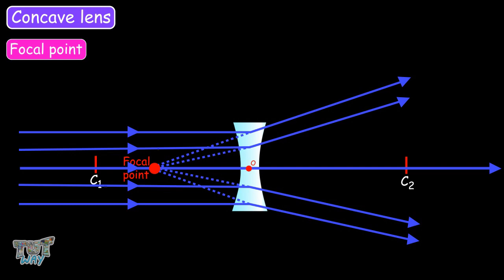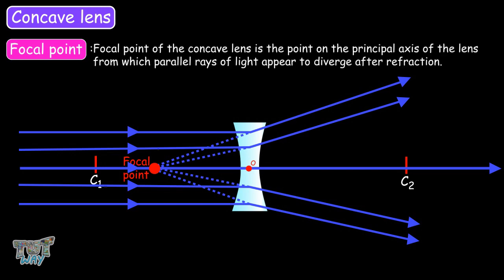Or it is also sometimes called the focus. So, we learned that the focal point or focus of the concave lens is a point on the principal axis at which parallel rays of light appear to diverge. The focal point is usually denoted by the letter F. Just like there are two centers of curvature, there will also be two focal points, one on each side of the lens, and we denote them as F1 and F2.